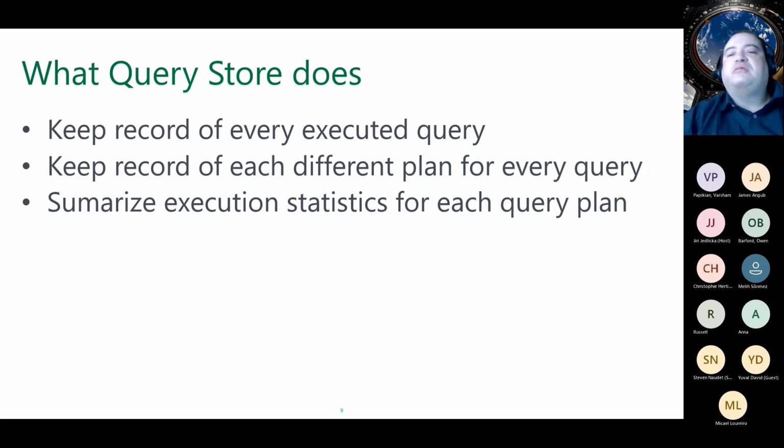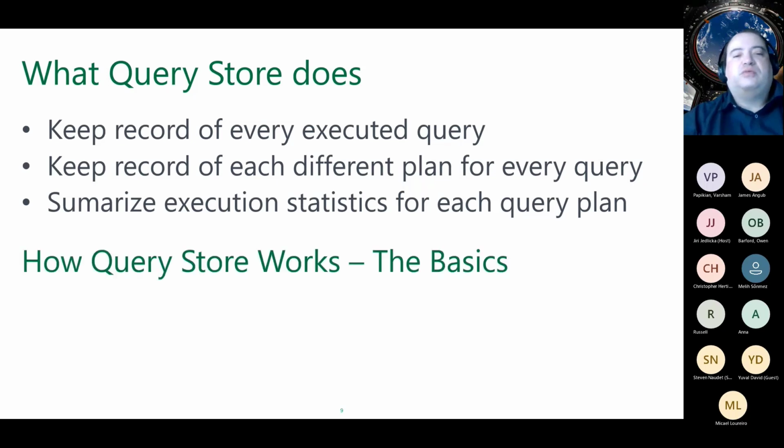It summarizes execution statistics for each query plan. Of course, we can't have a precise value for each query execution, but Query Store summarizes the information about execution statistics for each query plan. According to our configuration, we can configure Query Store to get a summary every 15 minutes, every 5 minutes. This information is configurable. We can configure this in the settings of Query Store.